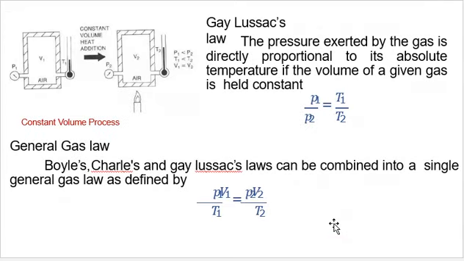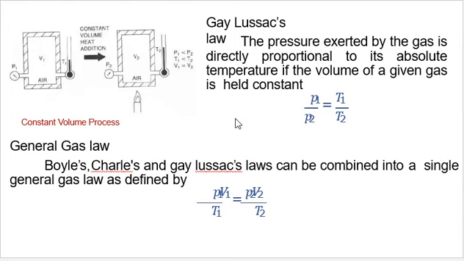Then the next law is Gay-Lussac's law. Gay-Lussac's law states that if the volume of a given gas is held constant, the pressure exerted by the gas is directly proportional to its absolute temperature. So a constant volume heat addition process takes place, where V1 is the same as V2 and T1 is greater than T2. From the equation we can write P1 upon P2 equals T1 upon T2.